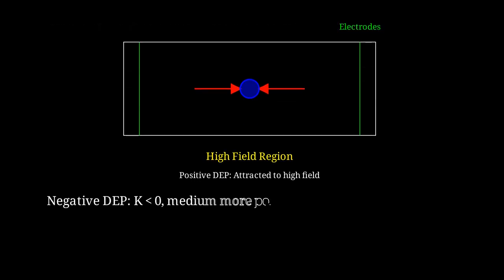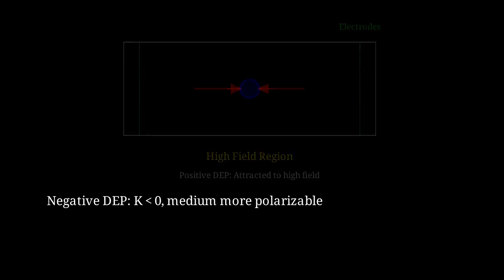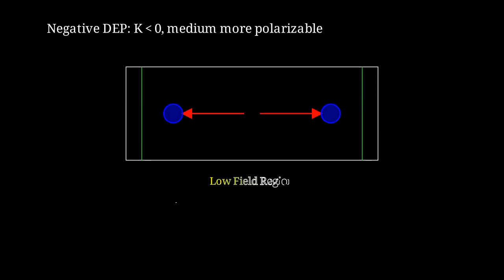When K is less than 0, we have negative DEP. This occurs when the surrounding medium is more polarizable than the particle. In negative DEP, particles are repelled from regions of high field strength. They move away from electrodes toward regions where the field is weaker.